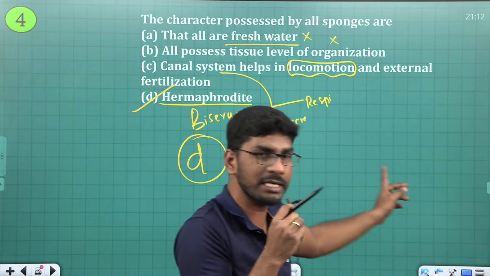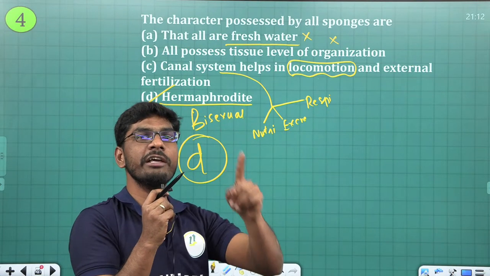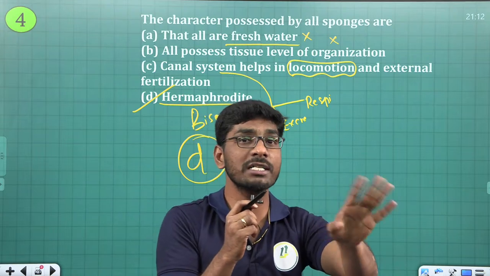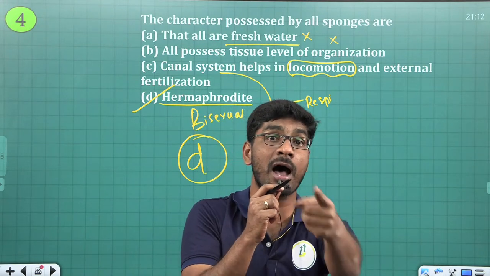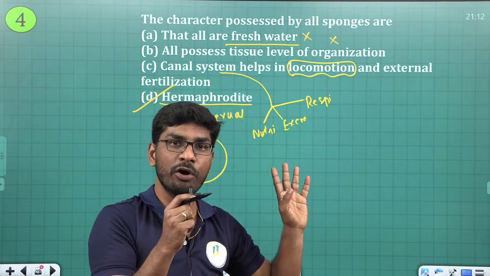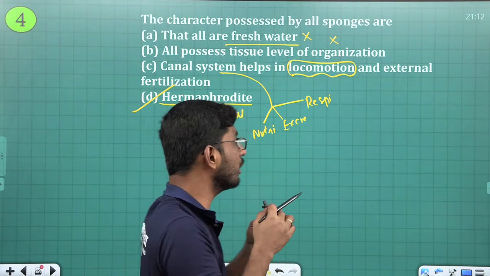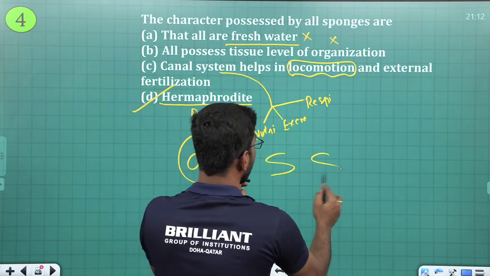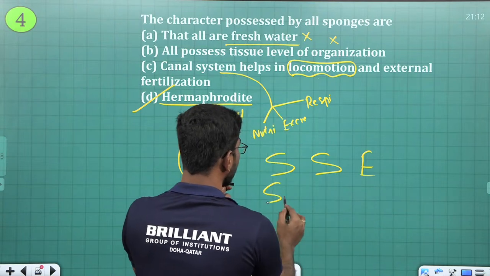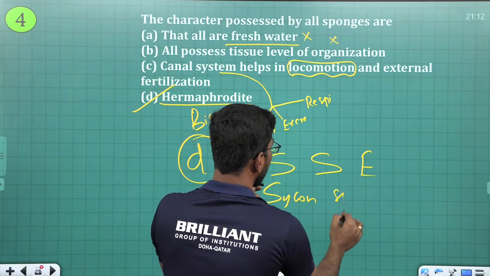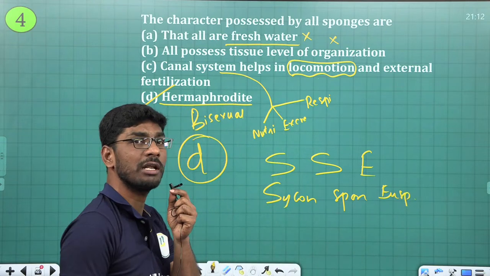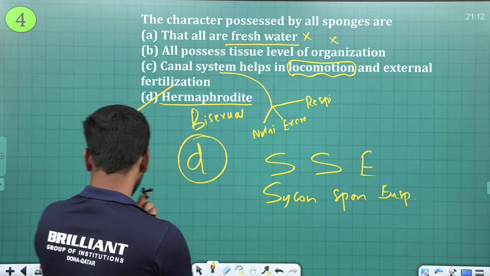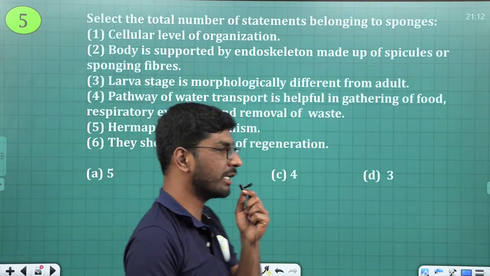How many of you gave that? Right. So the correct answer is option D. Poriferans: sexes are not separate. Internal fertilization takes place. Indirect development, a larva is there, I said. Got my point. Do you remember the examples I told you, SSE? What is SSE? Scypha, Spongilla, Euspongia. Euspongia is the bath sponge. Spongilla is the freshwater sponge. Right? Next question. Look at here, this question.